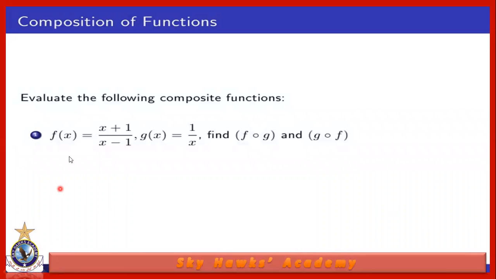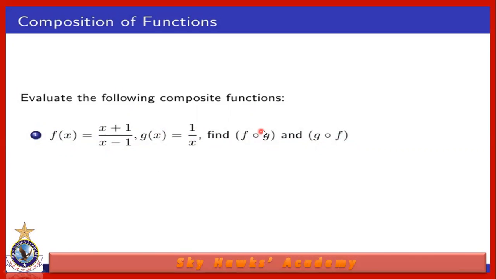And here we can see the example. Composition of functions: evaluate the following composite function. Here you can see that now we have two functions. The first is f(x), defined as (x plus 1) divided by (x minus 1). And another function is also given, g(x), defined as 1 over x. Find f of g and g of f.